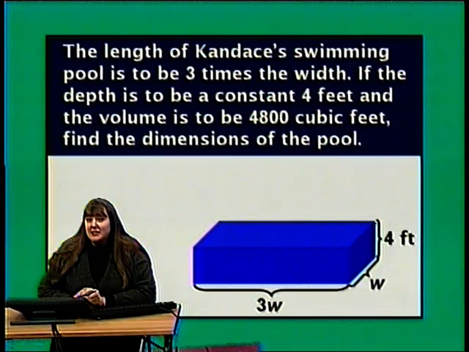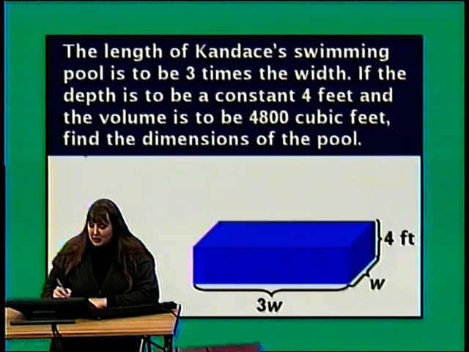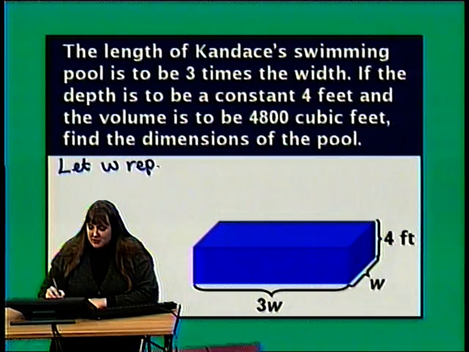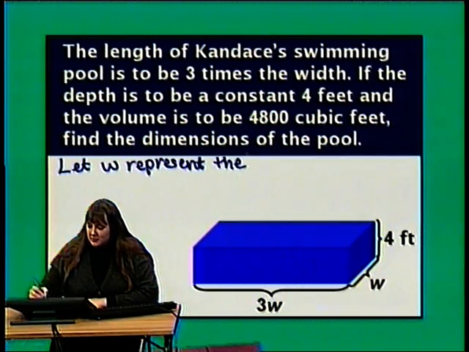So in this case, I need to go ahead and define my variable. I already have it written for me on the drawing, but we have this variable w. And w in this case is representing the width of the swimming pool. And we're measuring in feet.